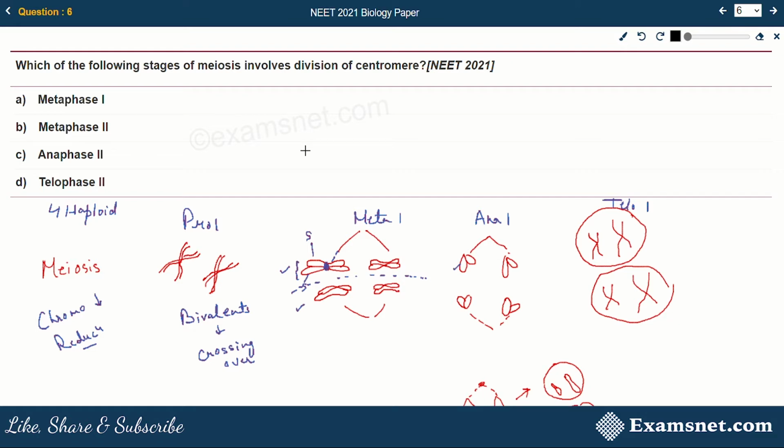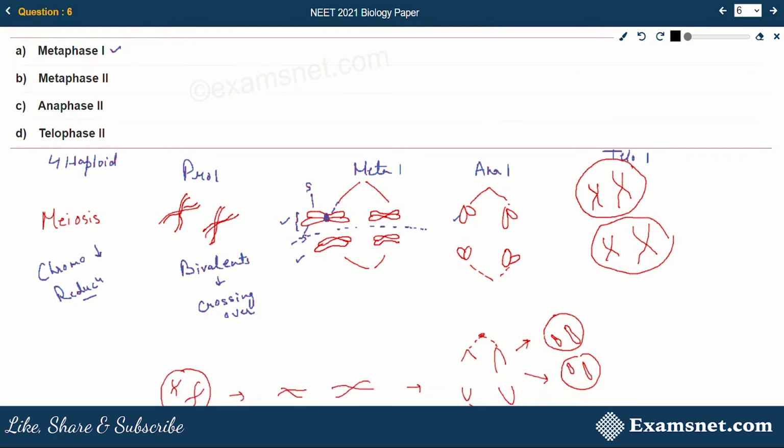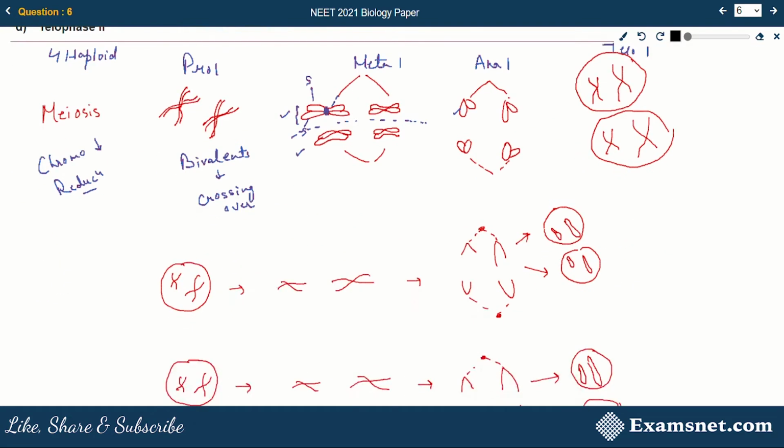And then in telophase 1, what happens? Nuclear membrane and nucleolus reappear and two cells are formed. So we can say that metaphase 1 cannot be the answer because centromere is not divided at this stage. Now let's consider the other stages of meiosis 2. In meiosis 2, similar stages take place.